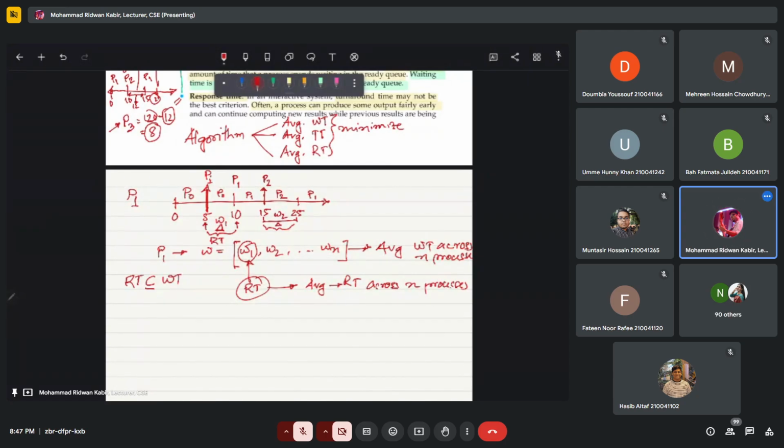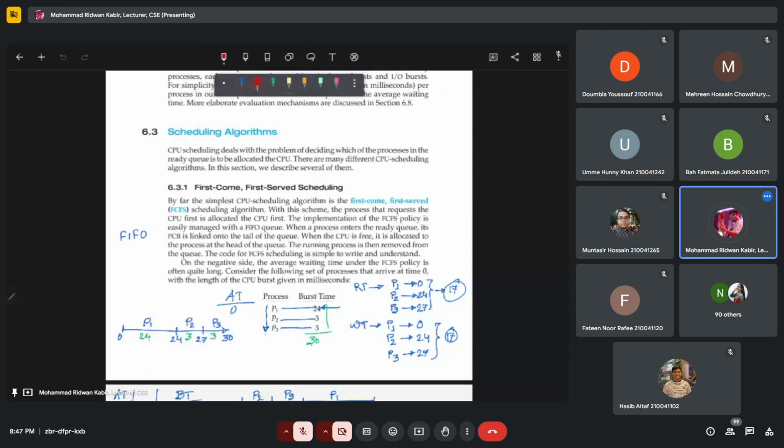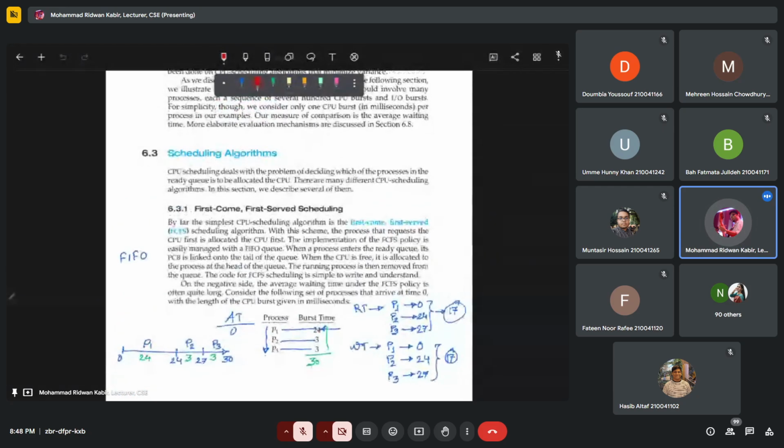Okay, now based on this, we'll look into a few algorithms, and we'll try to analyze certain aspects related to those algorithms. The first one that we have here is a scheduling algorithm, and let me reiterate: scheduling algorithms can be of two types. One is non-preemptive, while the other one is preemptive.